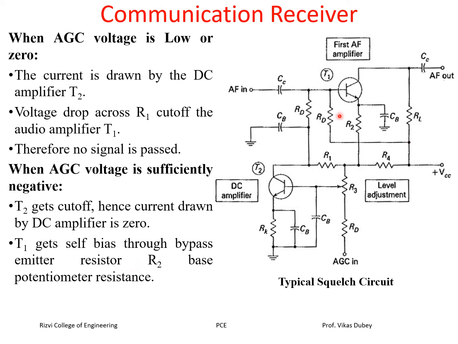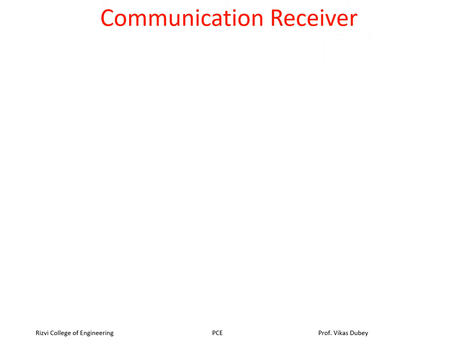So this R2, which is a self-bias or emitter bias resistor, becomes on, and we get the AF output. So the audio amplifier works normally when the AGC is negative. When AGC is 0, it will not be working, so no output is coming.